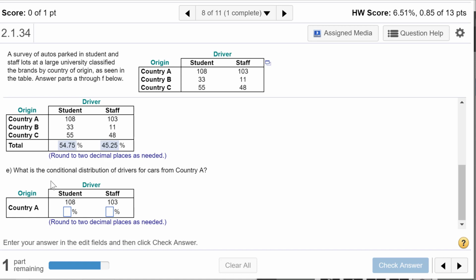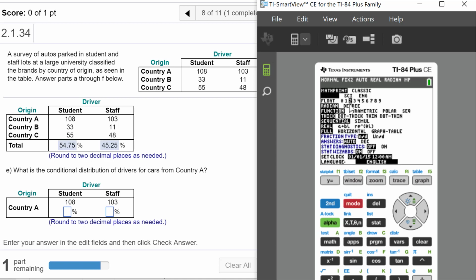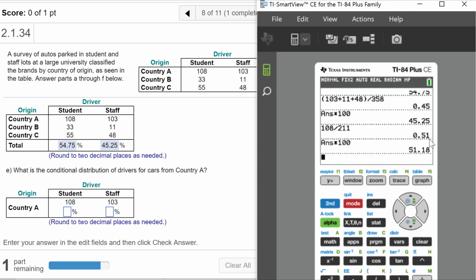What is the conditional distribution of drivers from country A? So again, we just pay attention to what your denominator is going to be. The numerator is usually pretty easy, I think. So country A, you have 108 students over what? Over all those from country A. So we have a total of 211. So 108 divided by 211 times 100. And again, notice from an earlier video, I showed you how to change that mode to 2 decimals. Just be careful on that, and don't put 51% here because it's going to want 51.18.